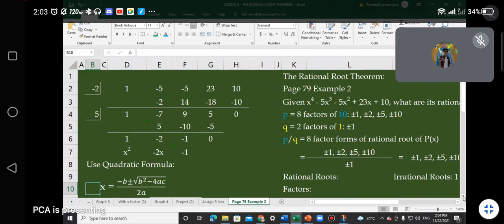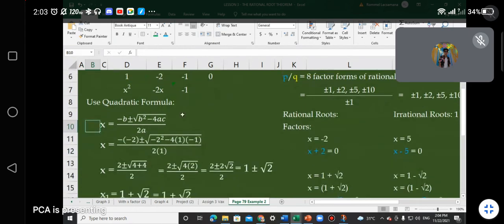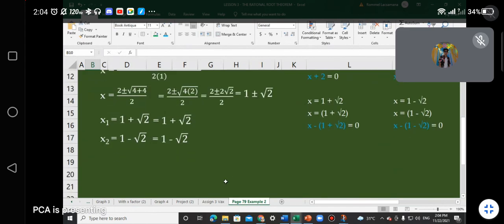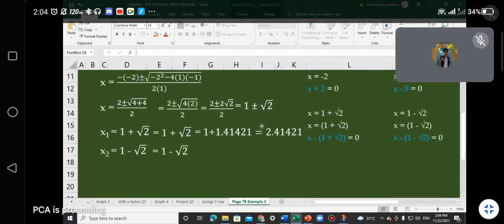Did you get it? Don't forget that. So for this one, A, B, and C. For as long as you know how to determine the A, B, and C values there, you can apply the quadratic formula and check for yourself. It's giving us 1 plus the square root of 2, and 1 minus the square root of 2. And the value of that in terms of decimal number is this one.